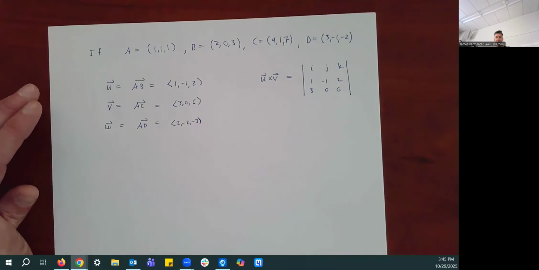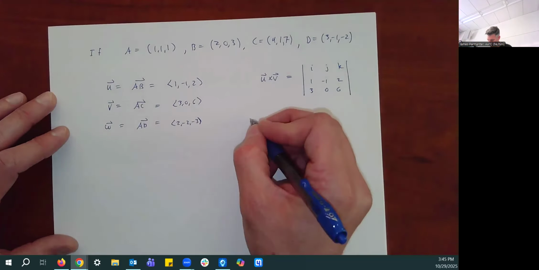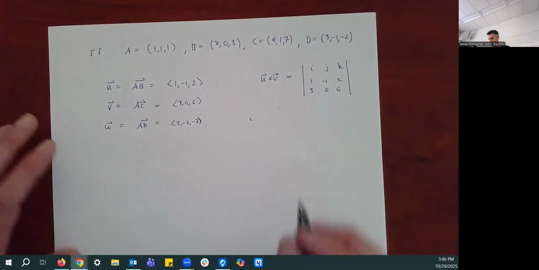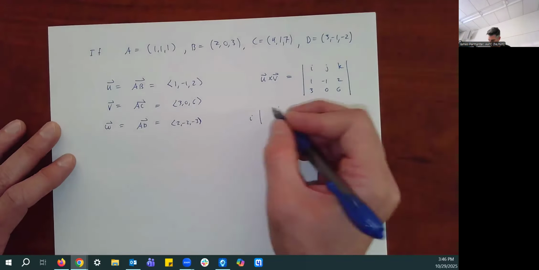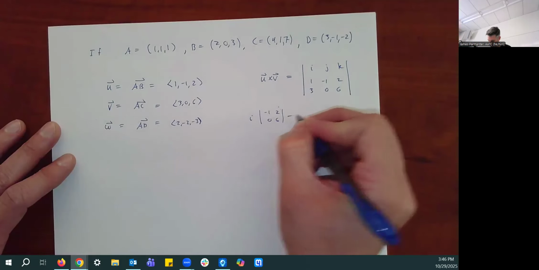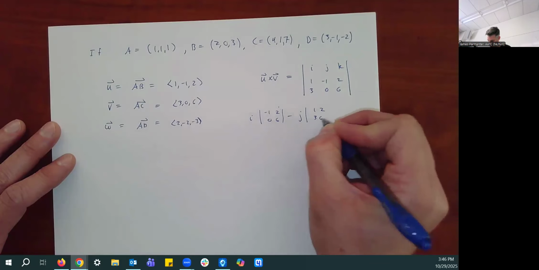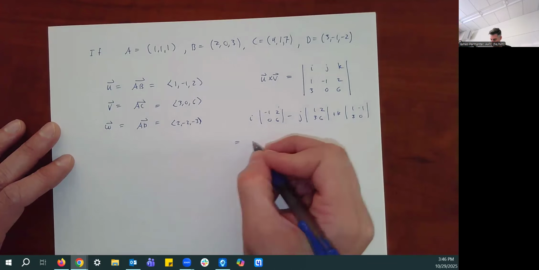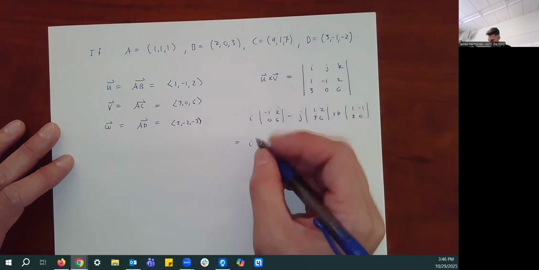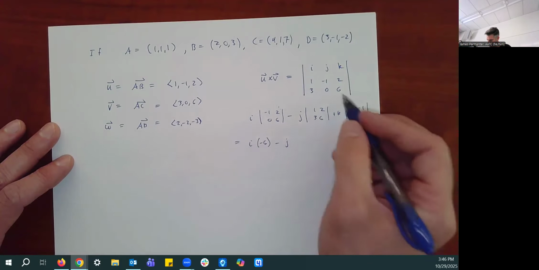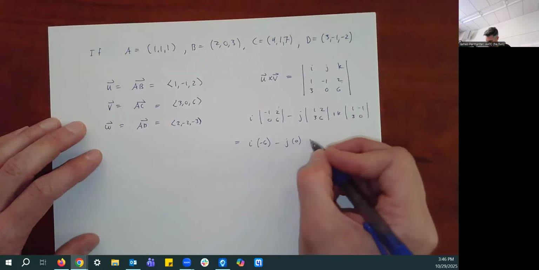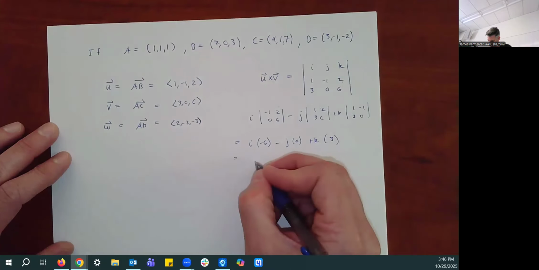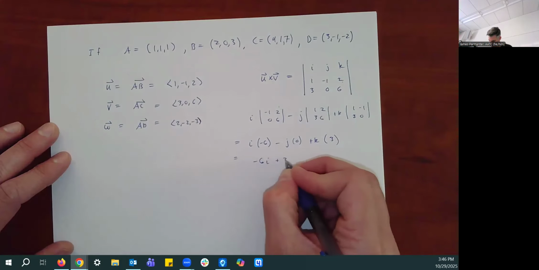So let's go ahead and find U cross V. U cross V is going to be equal to I times the determinant of negative 1, 2, 0, 6, minus j times 1, 2, 3, 6, plus k times 1, negative 1, 3, 0. So that's I times negative 6 minus 0, minus j times 6 minus 6, plus k times 0 minus negative 3. So I get negative 6i plus 3k.